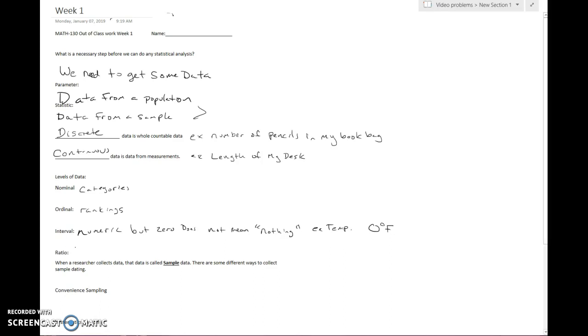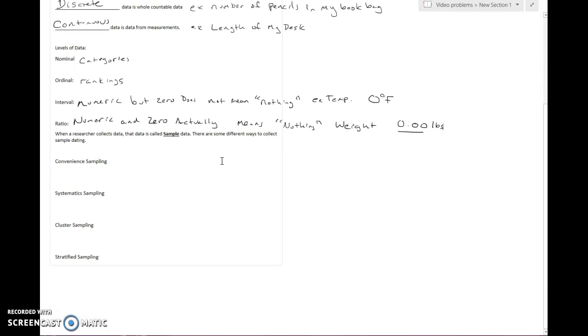Finally, we have ratio data, which is numeric. And 0 actually means nothing. So what do I mean by that? Something like weight. Because if a scale says 0.00 pounds, we actually know how much stuff is on that scale. There's nothing on that scale. 0 actually means 0.